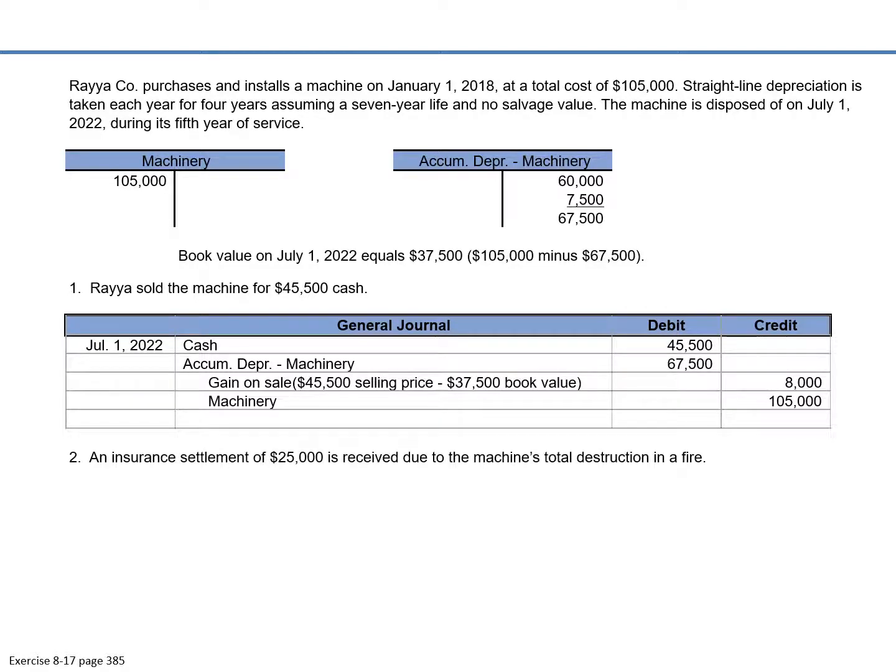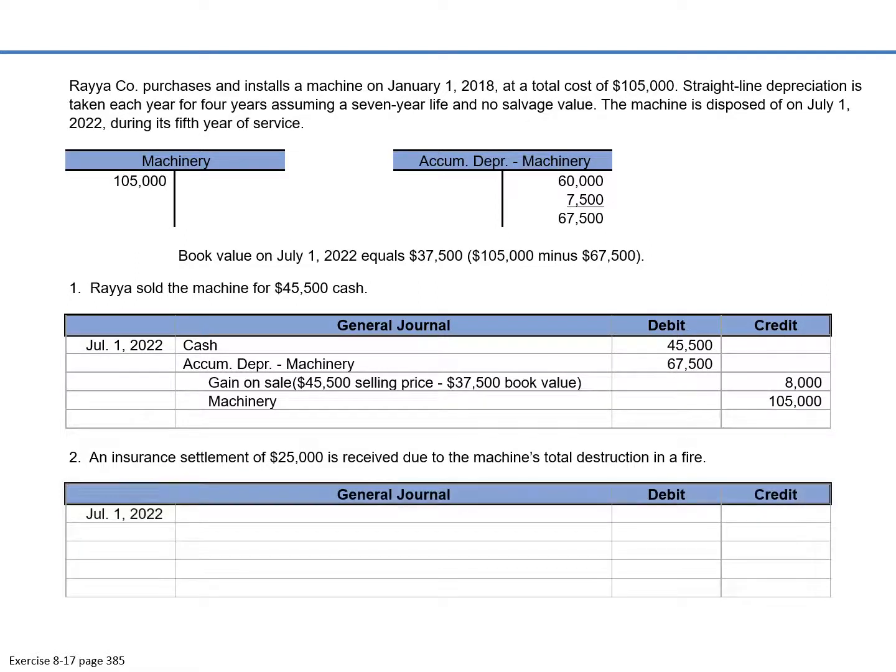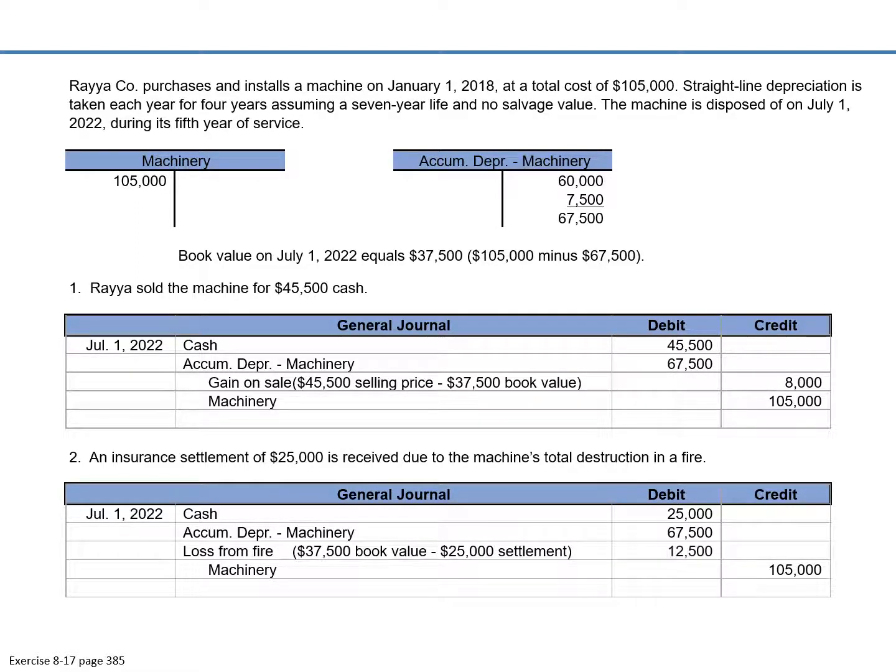So an insurance settlement of $25,000 is received on the machine due to a total destruction in a fire. So we're going to remove our machine for $105,000. We're going to remove our accumulated depreciation for $67,500. We're going to record cash from the settlement that we got from the insurance company. And then we have loss from fire, the difference between the cash settlement and what our book value was.